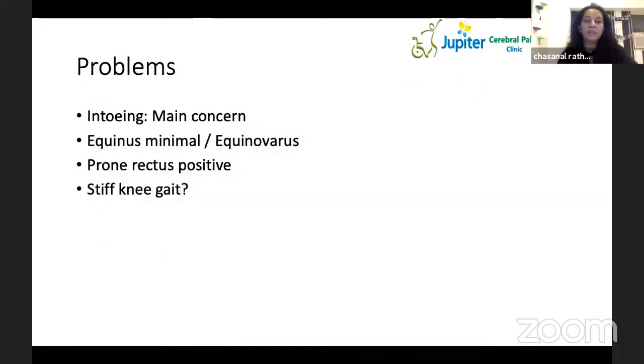So here the primary concern, like I said, was intoing. On our evaluation, we find that there is an equinus, there is a positive prone rectus test, and this looks like a stiff knee gait on looking at the gait pattern, and hence a 3D gait analysis is going to be very helpful.